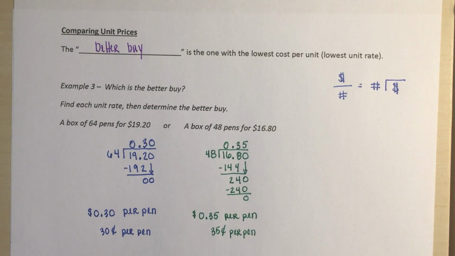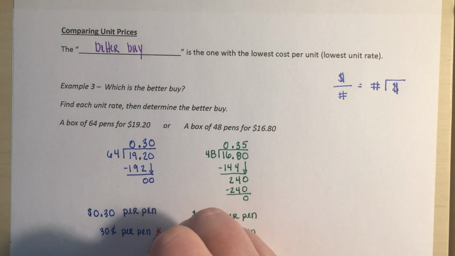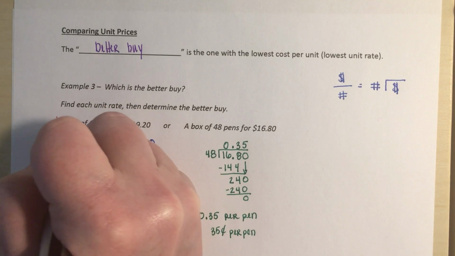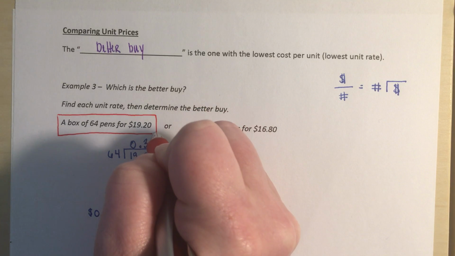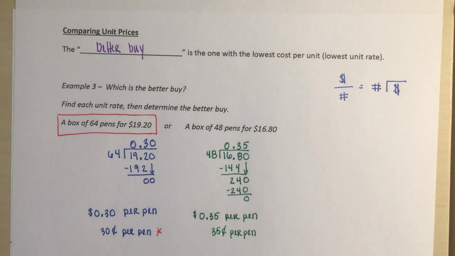Remember, our better buy is the cheaper option. So the 30 cents is the cheaper one. That means that according to our unit rates, the better buy is the box of 64 pens for $19.20. So when we're comparing unit prices, we want the lowest unit rate.